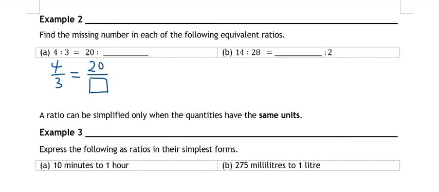4 out of 3 equals 20 over a blank number. Now here, let's see that 4, how does it become 20? How are they equivalent to each other? It's because you are multiplying 4 by 5 to get 20. Now, whatever you do on the numerator, you can also do the same on the denominator. So 3 times 5, you get 15. So the missing number that you're looking for here is 15, right?